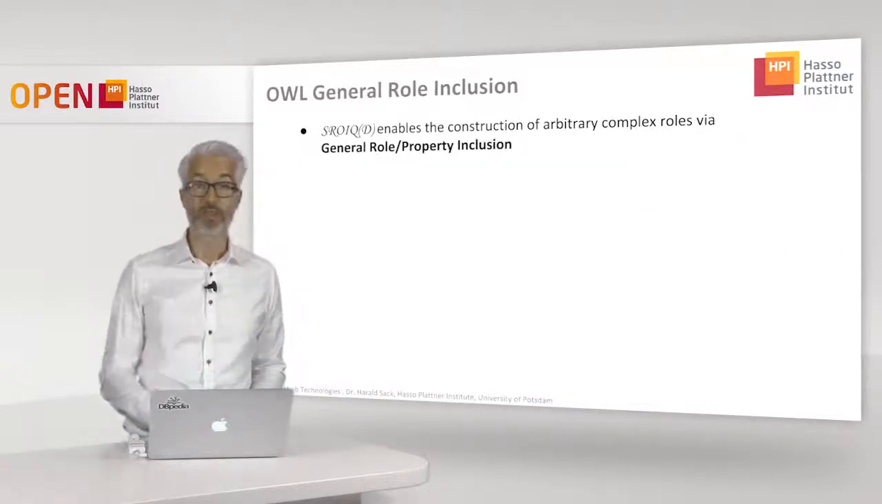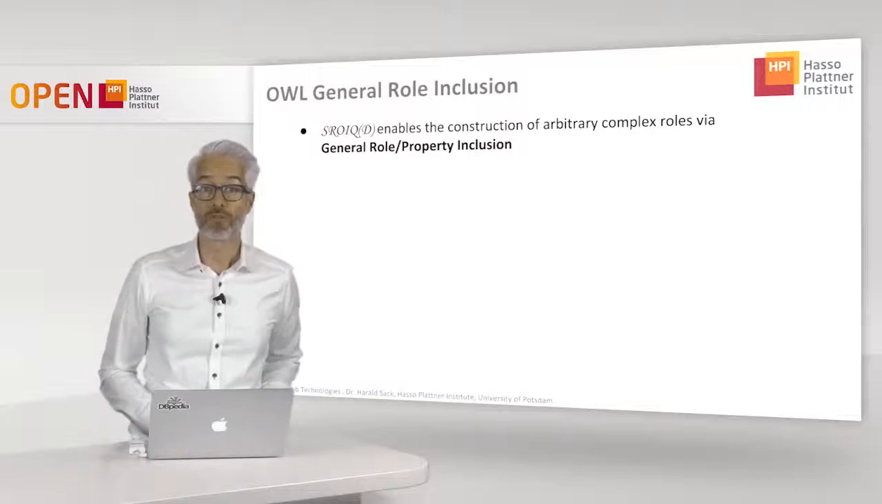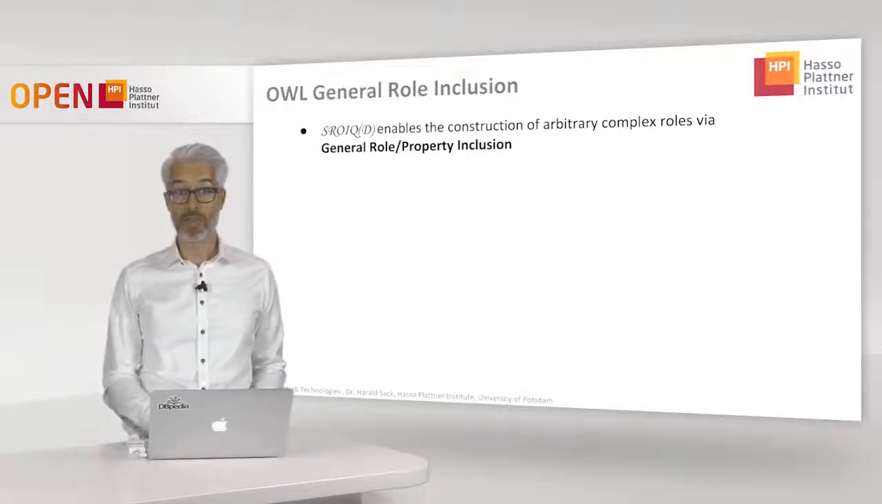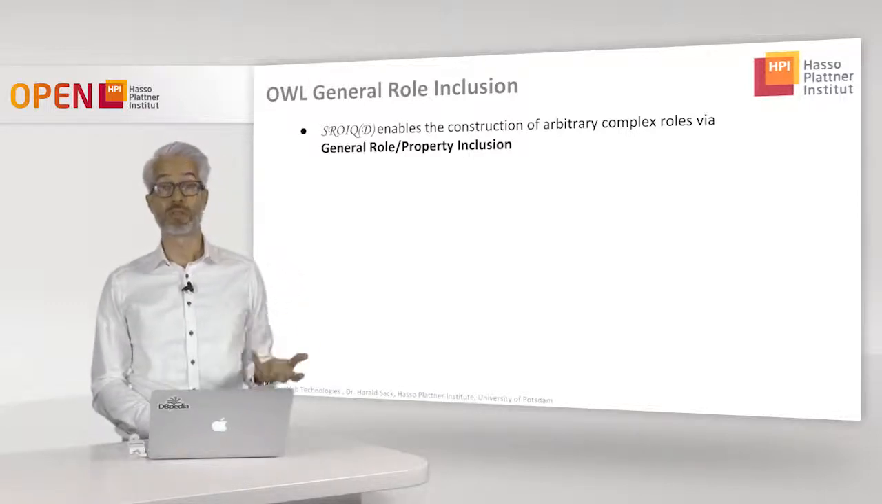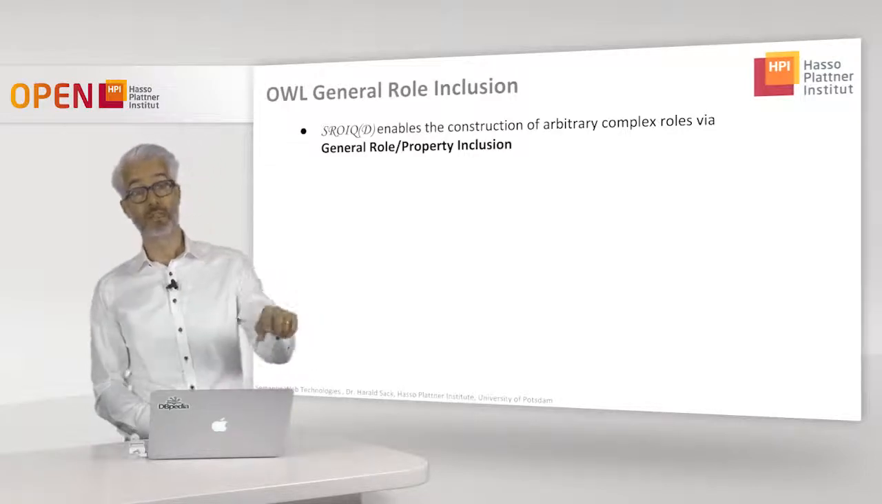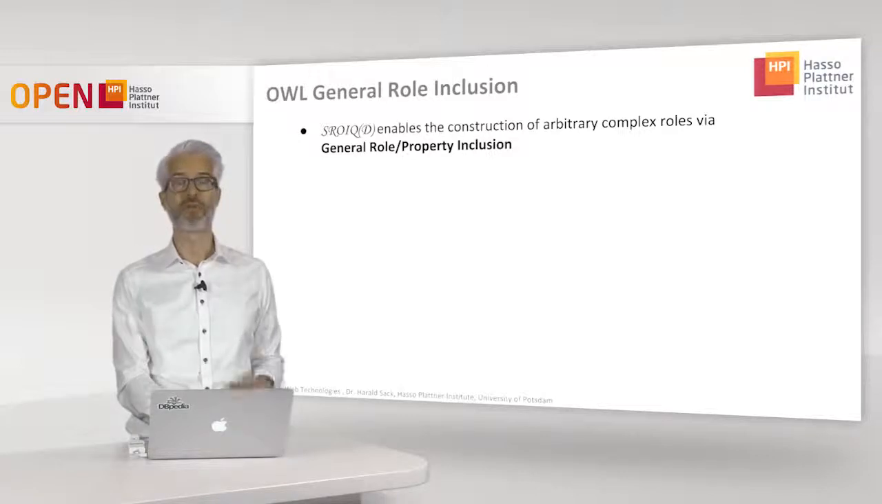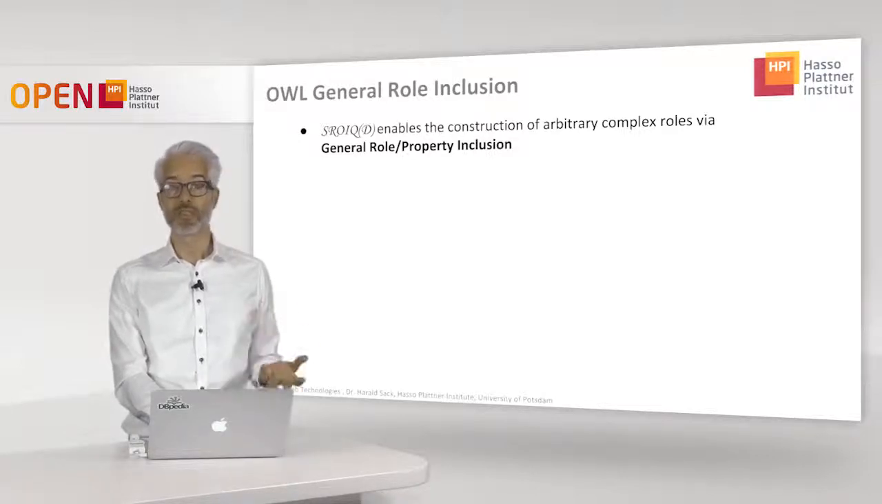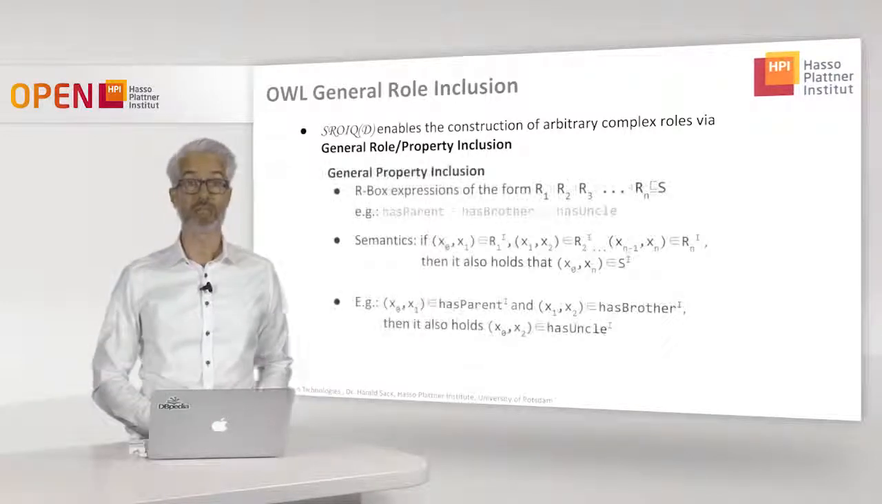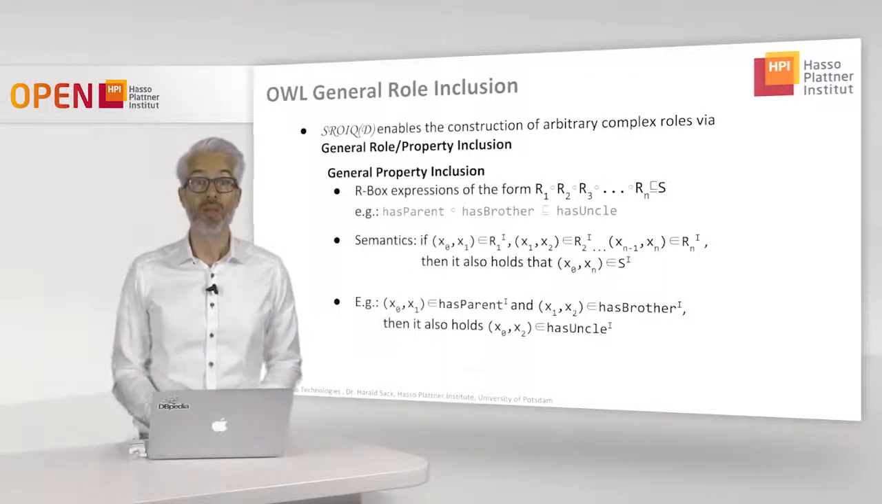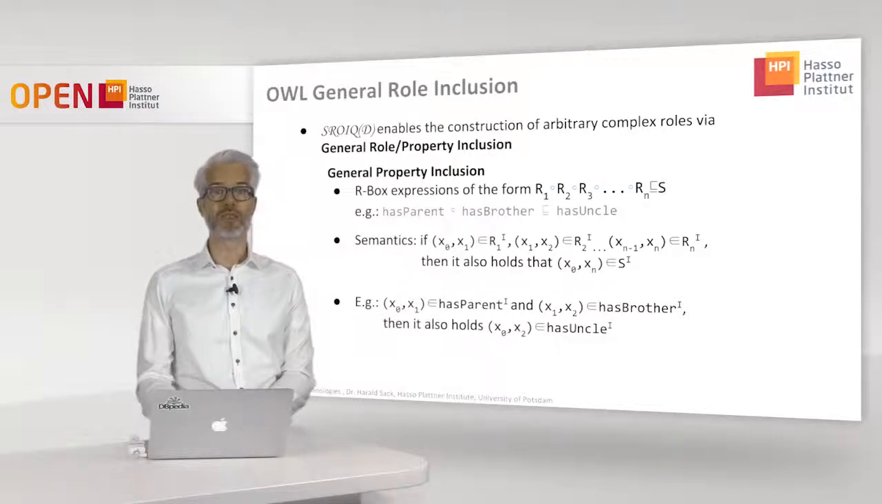SROIQ(D) enables the construction of arbitrary complex roles via general role or general property inclusion. So this is the reason why we have this letter R here also in the name of that kind of description logic. And SROIQ(D) also is the basis of OWL DL, which is the basis of the OWL we are talking about here. So what is the general property inclusion?